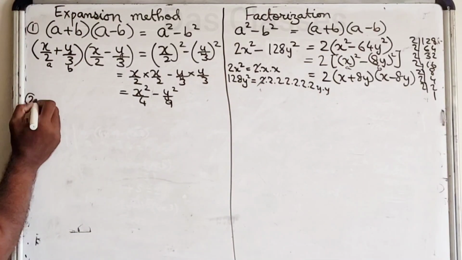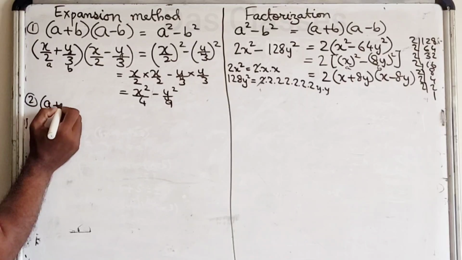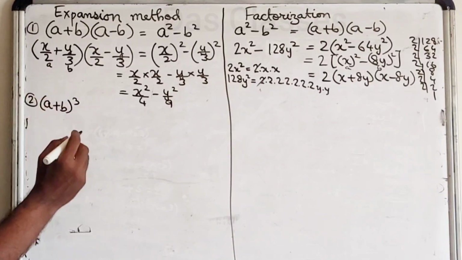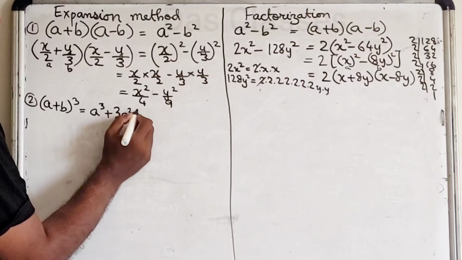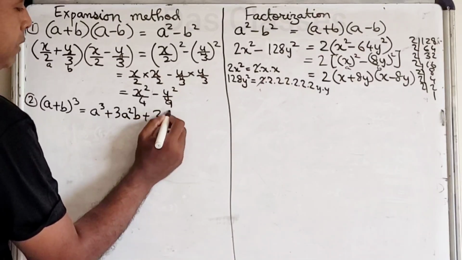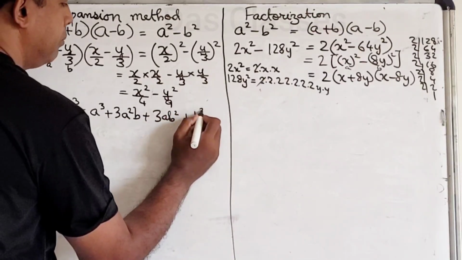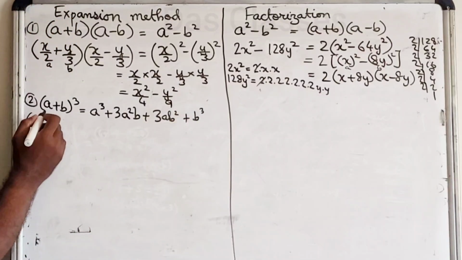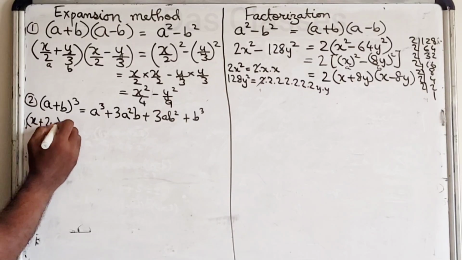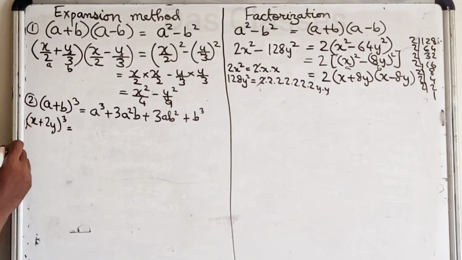The second formula, based on which sums may be asked, that is (a plus b) cube, that is a cube plus 3a square b plus 3ab square plus b cube. Let's again take an example to understand what I'm saying. Say (x plus 2y) cube. So how do we take this?